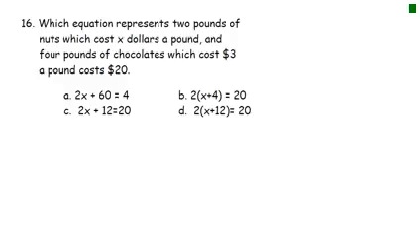All right, moving on to number 16. Which equation represents 2 pounds of nuts, which cost x dollars a pound? So that's going to be 2 times x, because it's x dollars a pound. Okay, and then 4 pounds of chocolates, which cost $3 a pound. So I need to multiply the 4 times the 3, and that gives us 12.